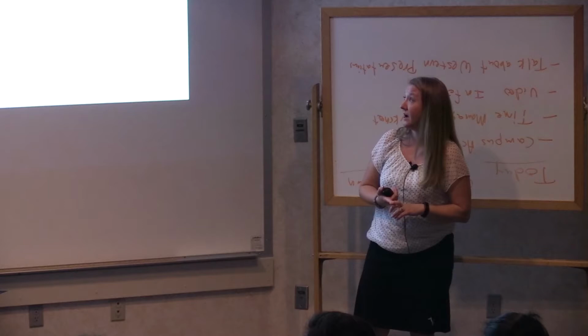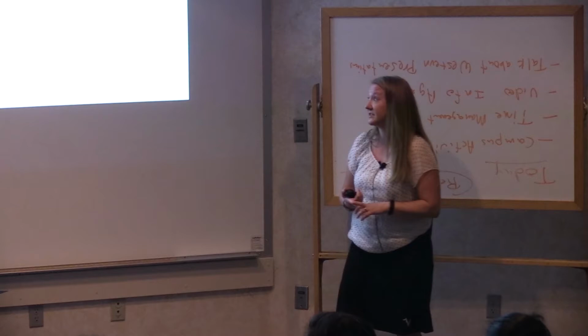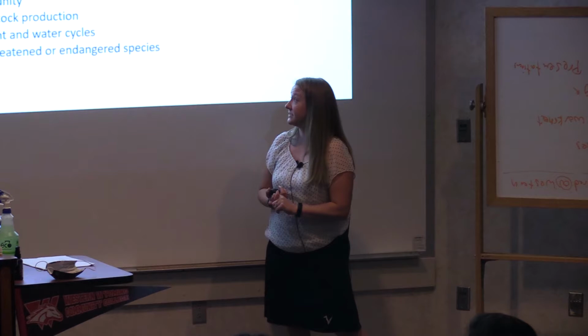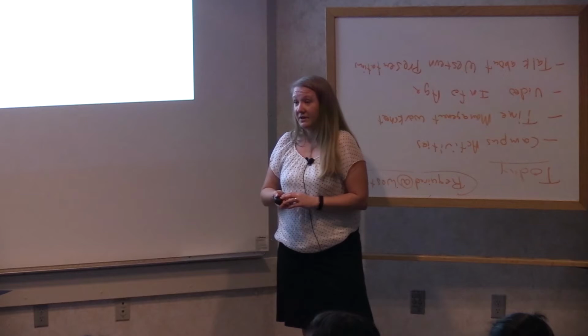We use the ecosystem for much more than just looking at. A lot of ecosystems, what we call ecosystem services, like nutrient and water cycles, can be impacted by these. And then finally, threatened or endangered species, things that might not have a lot of members of the population left. If you kind of mess with them, then they may not be there anymore.